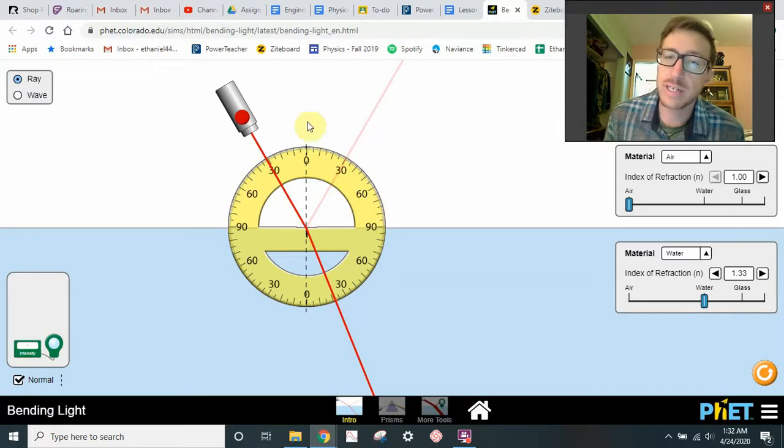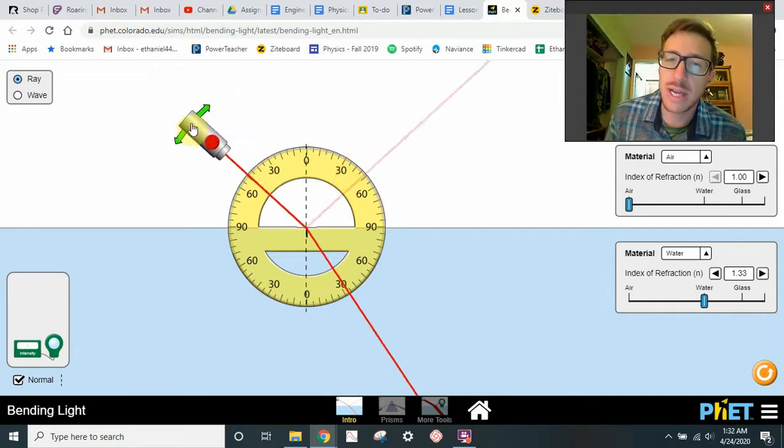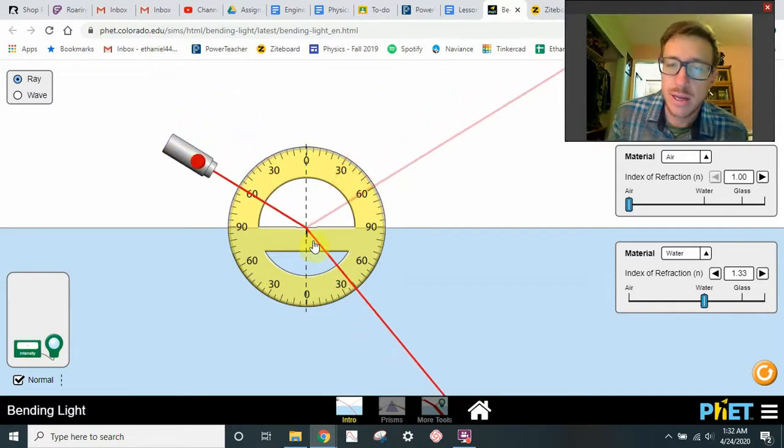It's because some of that light is actually reflected, but also some of the light ends up passing through that water, and you can see it's bent. The reflection is at 60, but the refraction is not. It's not going straight through at 60.